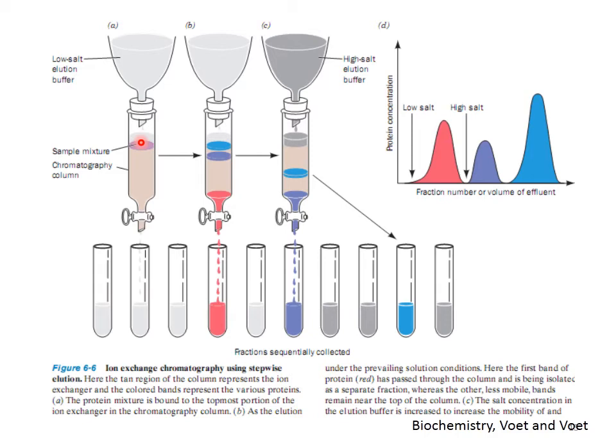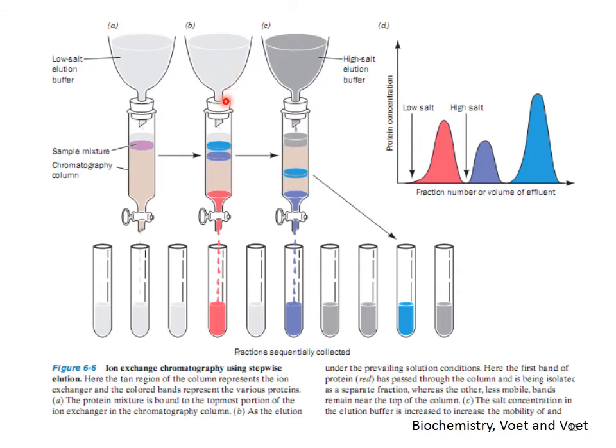Now the proteins which are bound to the stationary phase could be separated from one another by gradually increasing the salt concentration. So first we add a buffer to the column which contains a low salt concentration in it. So the proteins having low binding affinity to the stationary phase will be removed by using a low salt concentration, and they could be collected in these different tubes.